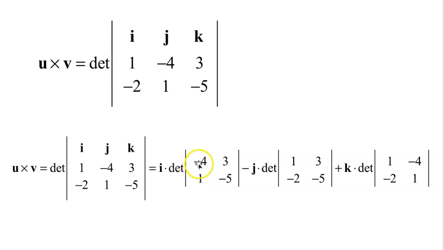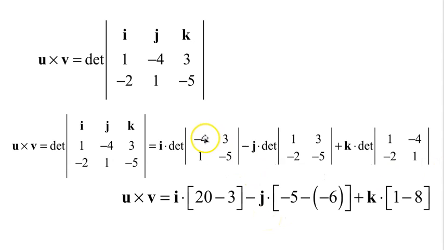Here, negative 4 times negative 5 minus 1 times 3. Here, 1 times negative 5 minus negative 2 times 3. Here, 1 times 1 minus negative 2 times 4. So negative 4 times negative 5 is 20, minus 1 times 3 in the first slot. Negative 5, 1 times negative 5, minus negative 2 times 3, minus negative 6. Be careful of this minus, and remember it's plus, minus, plus across the top. And then 1 times 1 is 1, negative 2 times negative 4 is 8, 1 minus 8 in the third slot.